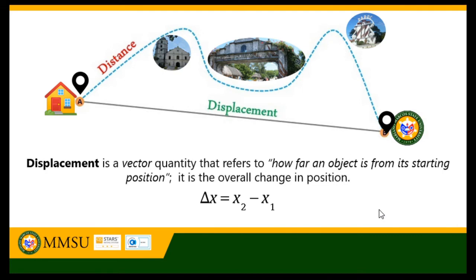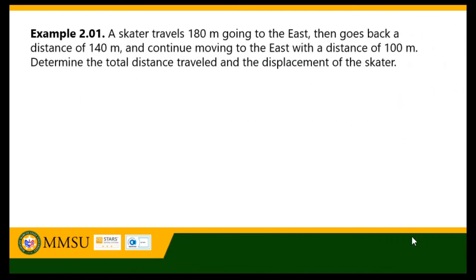On the other hand, displacement is a vector quantity that refers to how far an object is from its starting position. It is the overall change in position of an object. Displacement, being a vector quantity, must be specified with a given direction. Displacement, usually denoted by delta x, is the change from one position x sub 1 to another position x sub 2. So let's try to solve problems in your module.